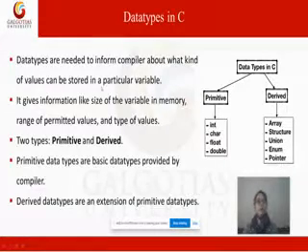You have two types, primitive data type and derived data type. Primitive data types are the basic data types that a compiler directly understands. And the derived data types are an extension of the primitive data types, and they are derived or created with the help of these primitive data types. In primitive data types we have these four data types: int, char, float, and double. And in derived you can have arrays, structure, union, enum, and pointers.